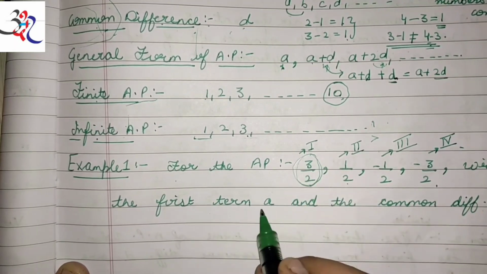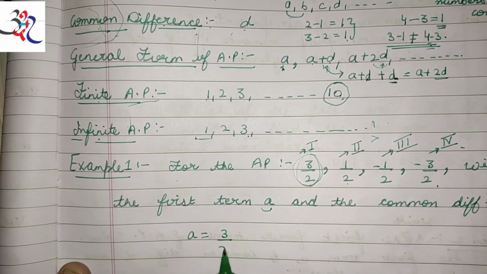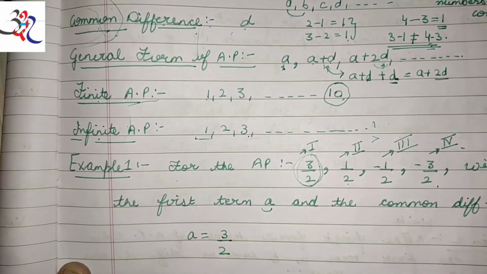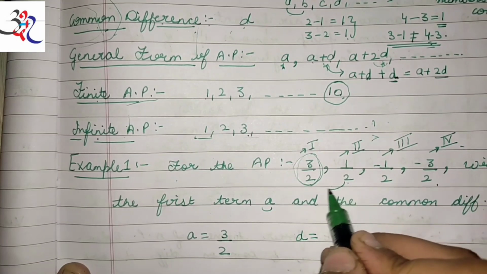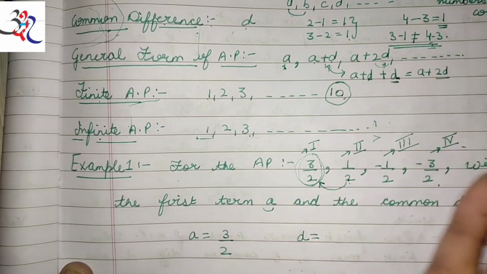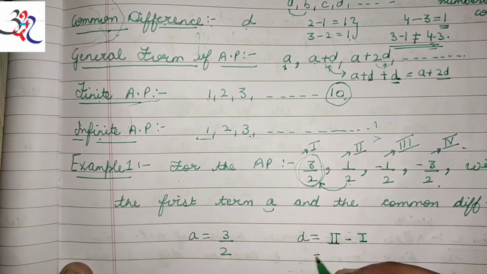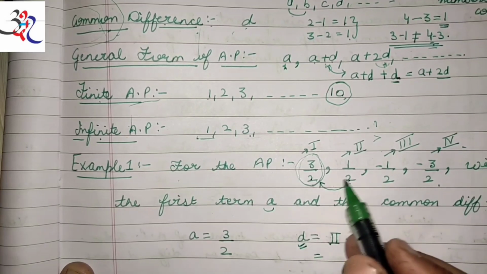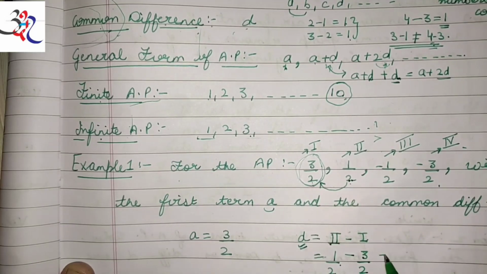So which will be my first term? First term is denoted by A. So the first term will be 3 by 2. And how to find out this common difference? I have told you that the common difference is the value you get if you subtract your consecutive terms. Means if you subtract your first term from the second term, then you will get your common difference. So the second term is 1 by 2 minus 3 by 2.